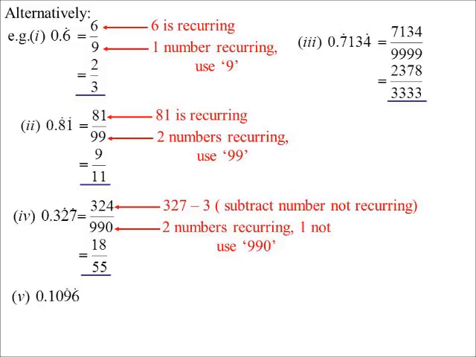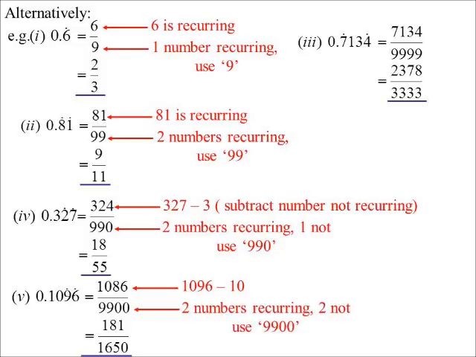So if I had 0.1096, but only the 96 are repeating, before today you might have gone and done some long calculation. But now all you've got to do is that. 1,086, because that's 1,096 minus 10, over 9900. Two numbers repeating, two numbers are not. 9900. There's our answer. That simplifies down, by the way. 181 on 1650.